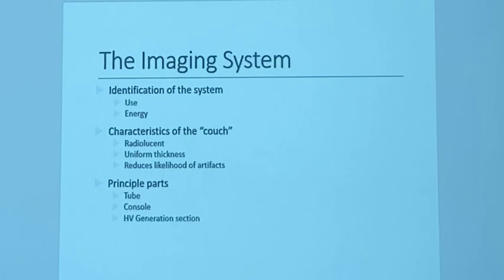The upper end of your KVP selection is going to be maybe 40 KVP. What do you use? What's the upper end of what you can set on your machine? 120. Some machines may even go up to 150.